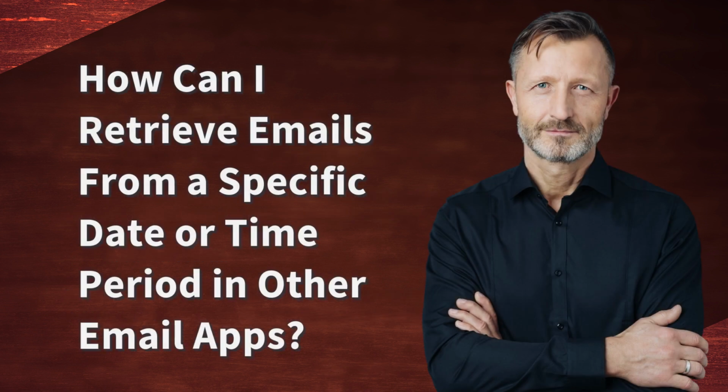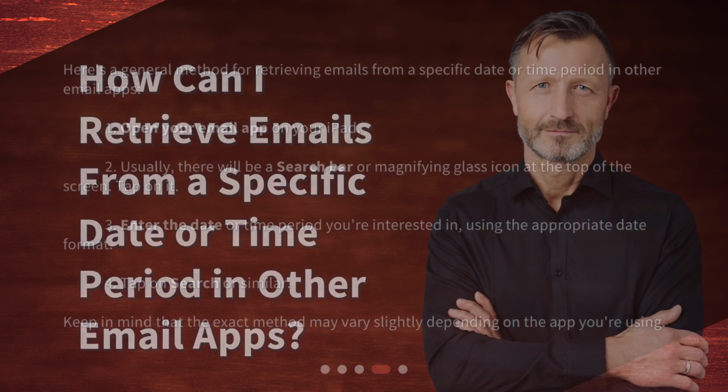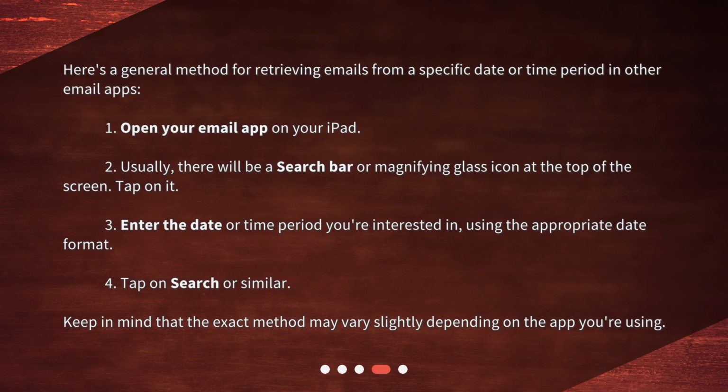How can I retrieve emails from a specific date or time period in other email apps? Here's a general method for retrieving emails from a specific date or time period in other email apps. 1. Open your email app on your iPad. 2. Usually, there will be a search bar or magnifying glass icon at the top of the screen. Tap on it.